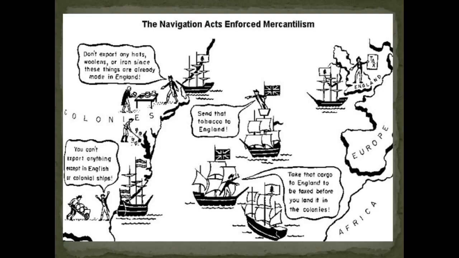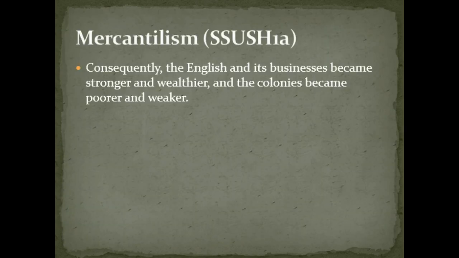As you see right here, the Navigation Act, in order to control the trade, the English are going to enforce the Navigation Act to control who the colonies are trading with. We want to make sure that the colonists had beneficial trade for the English, so they would make sure, as you see the man standing on England, that they tax the colonists. The consequence of mercantilism is that the English in this business became stronger and wealthier, and the colonists became weaker and poorer.